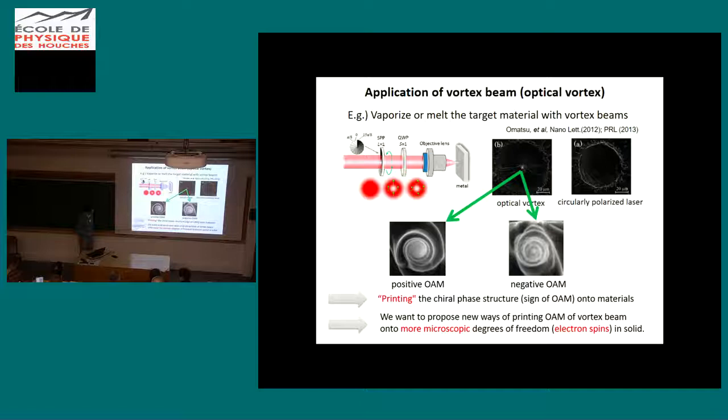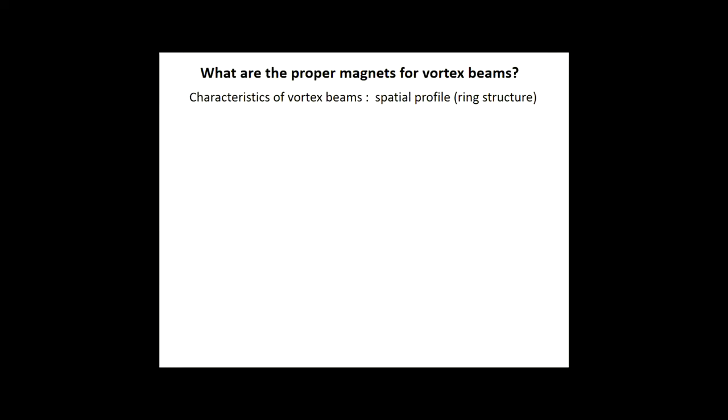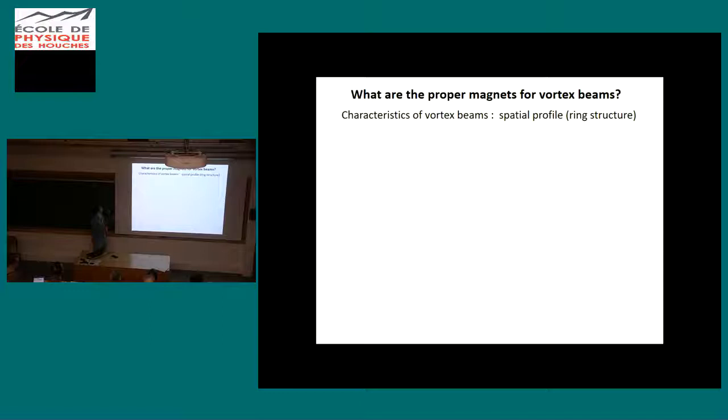Okay, so motivated by this experimental result, here I want to propose the new way of printing the information of the orbital angular momentum onto a more microscopic degrees of freedom, especially electron spin in solid. Okay. So next step is we should consider the proper magnet for the application of a vortex beam. Okay. And as I said, the characteristic of the vortex beam is a spatial profile, spatial structure, non-uniform structure. Okay, so naively, I guess the target material has also such a spatial structure.